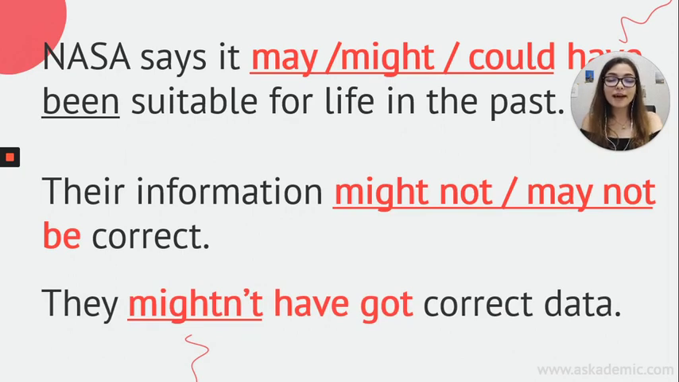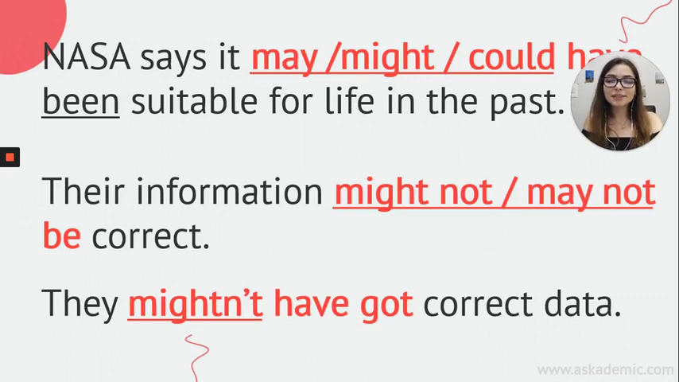They mightn't have got correct data. So here we see that it's in the past because it says have got, right? It's a perfect tense. So we use the perfect tense for past sentences. We use they may not have got correct data or they might not have got correct data.